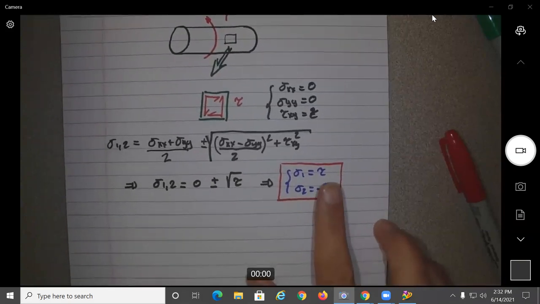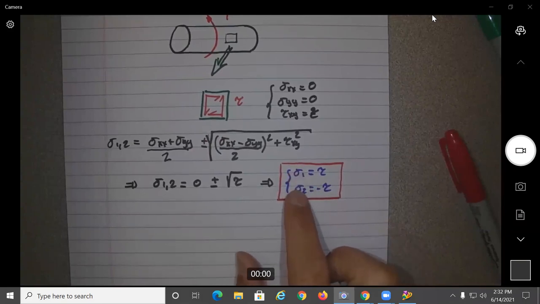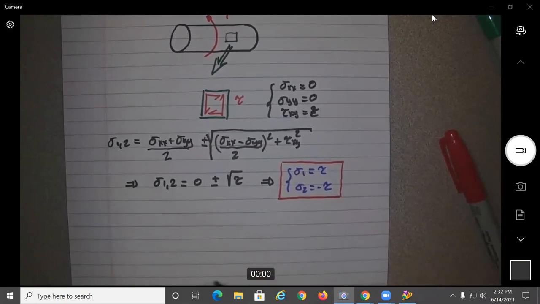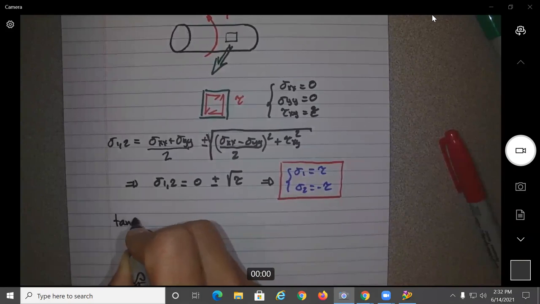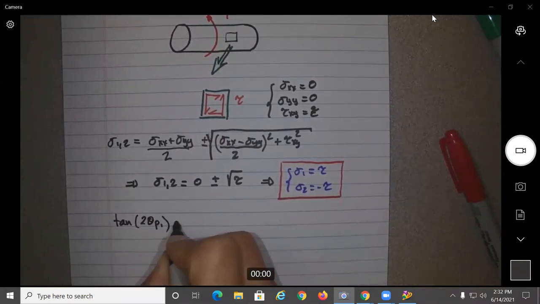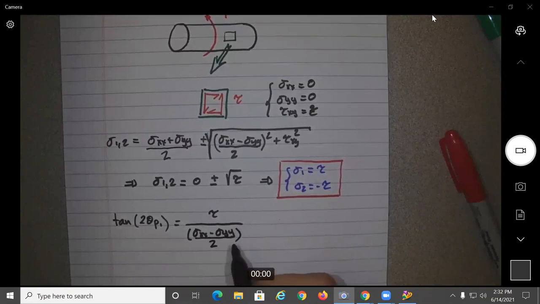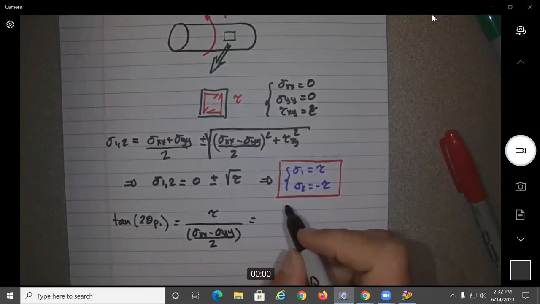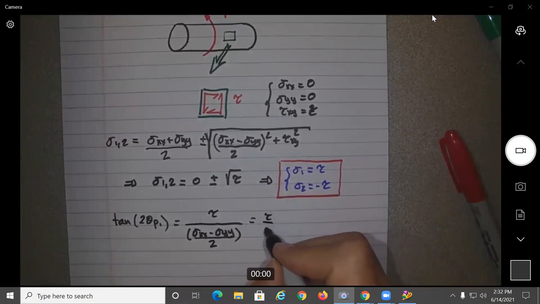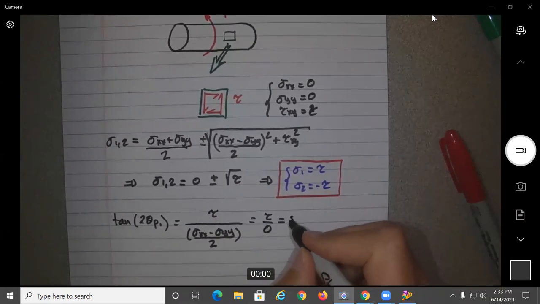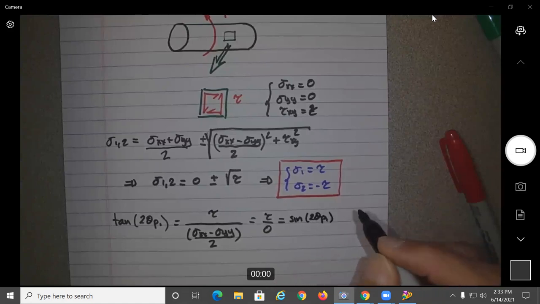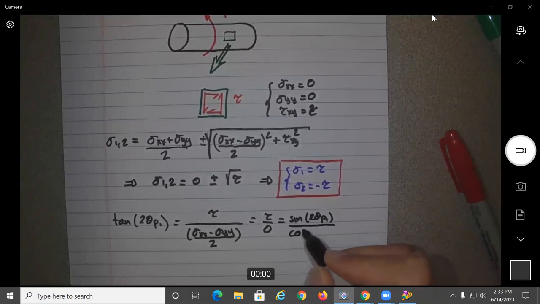So we found the principal stresses. Now we need to find out the angle at which these will occur. So we substitute now into the other equation, which is tangent 2 theta p1 equals tau divided by (sigma xx minus sigma yy) divided by 2. So this gives us basically tau divided by 0, which is equal to infinity.